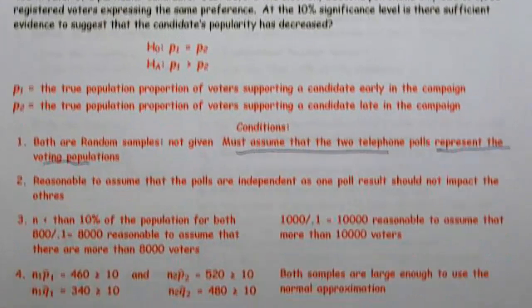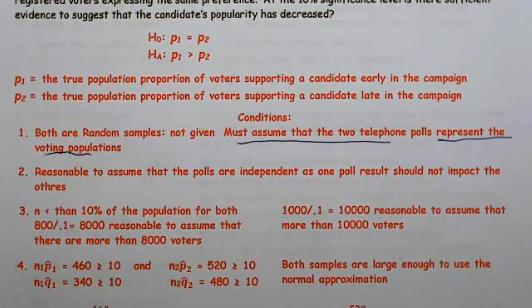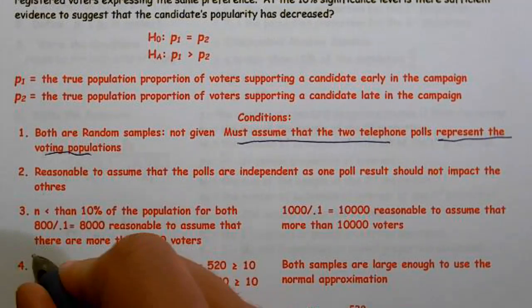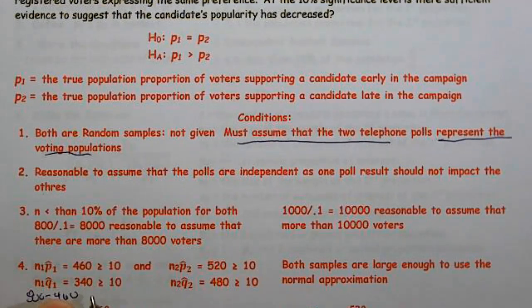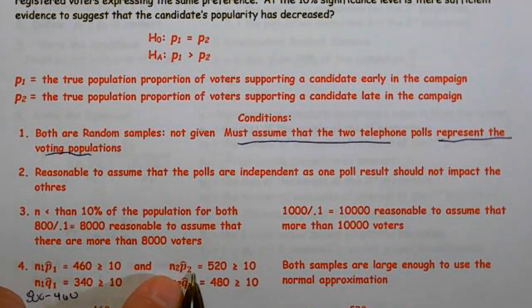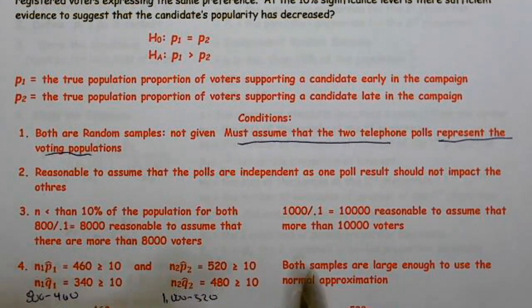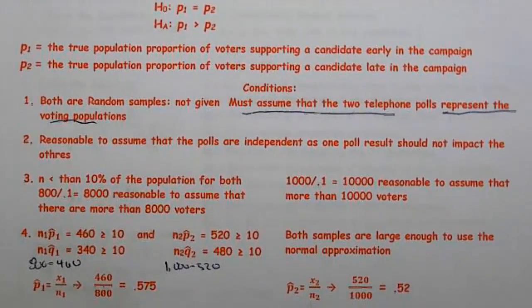The next thing we need to do is check, are our samples large enough for normality? We had 460 in favor of them. So if we had a poll of 800, this would be 800 minus 460 equals 340. So 340 were not in favor of them. Here they told us 520 were in favor of them, so 1,000 minus 520 equals 480 not in favor of them. In both cases, we're larger than 10, so they're large enough to use the normal approximation.